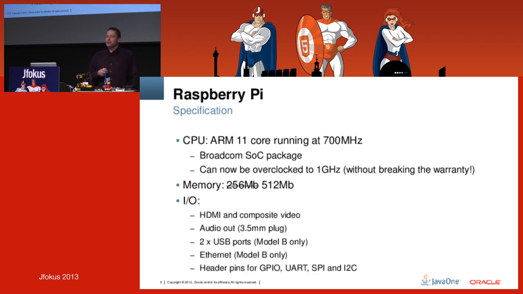From a technical point of view, the specification of the Raspberry Pi is that it's a single chip package in the center of the board. If you look at it, you've got a little black square in the middle, and that's really the heart of the machine. What's in there is an ARM processor, an ARM11 core that runs at 700 megahertz by default. The package itself was produced by Broadcom.